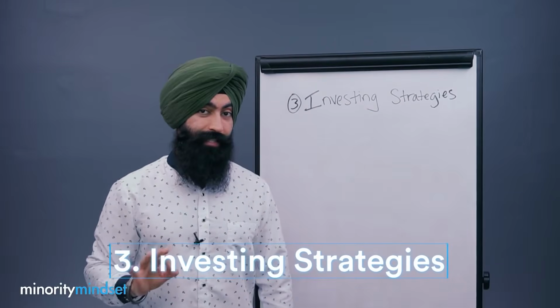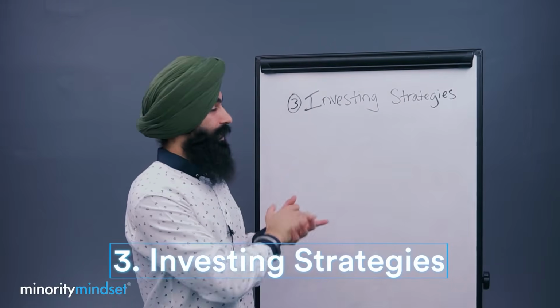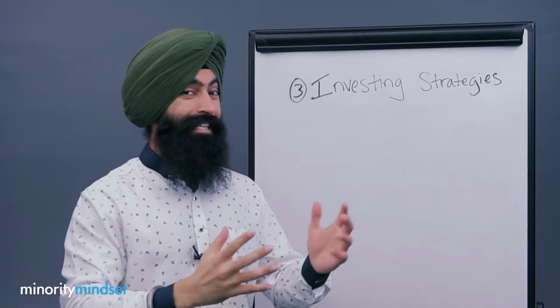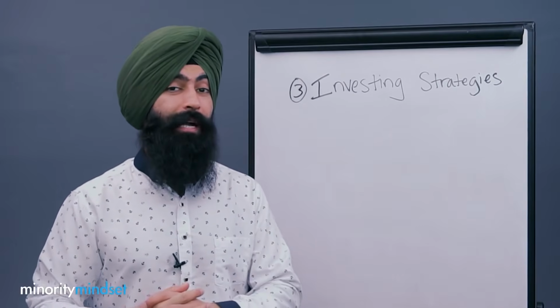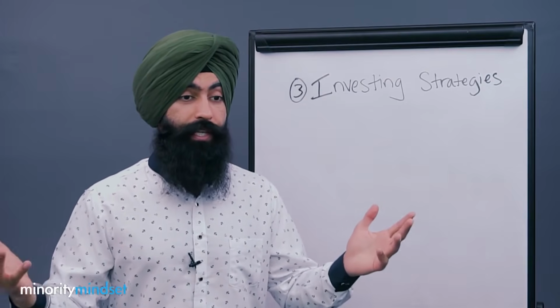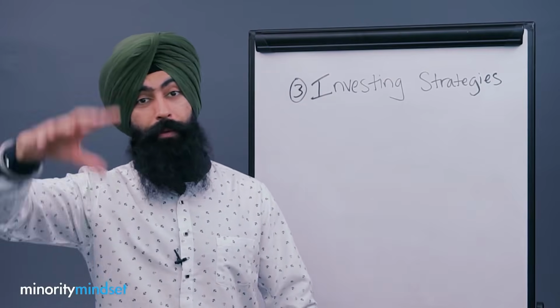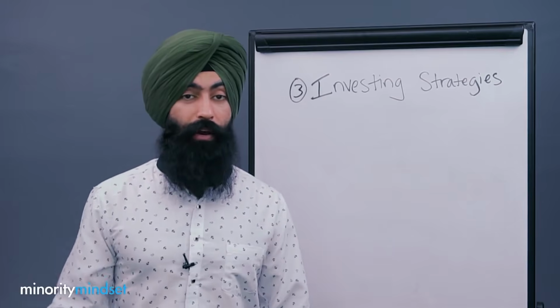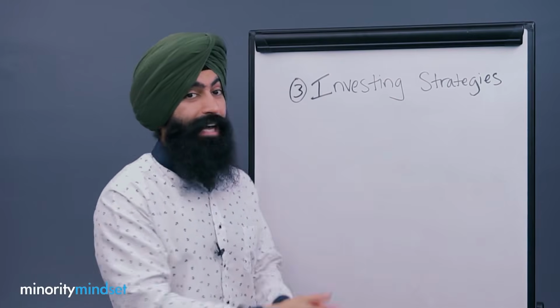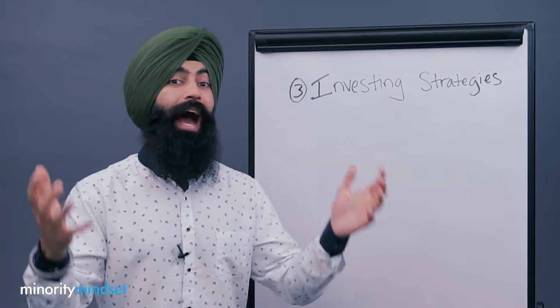Third, let's talk about investing strategies, because there's more than one way to invest in the stock market, and this is one of the biggest mistakes that people make when they invest in the stock market, because for a lot of people, their strategy is invest in a company that I think is going to be big, and then when it goes down, sell it for a loss. There's a lot of ways to invest in the stock market, and you need to have a strategy on how you're going to make money.